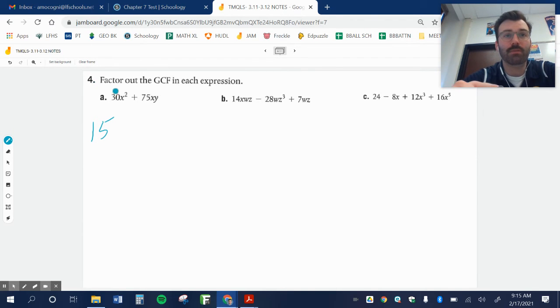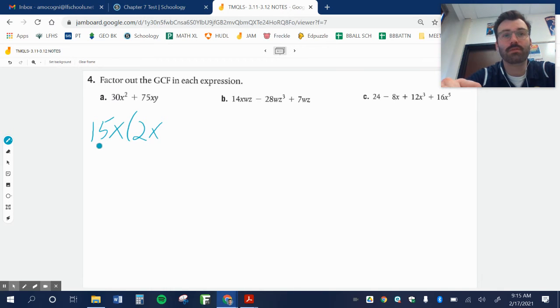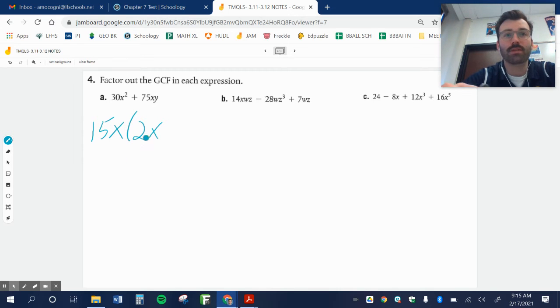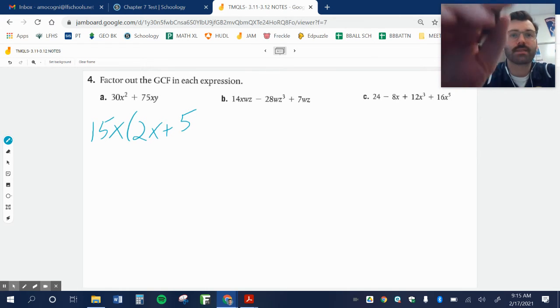I want to look at my variables. x squared, x times y, the GCF of x. So I have 2 x's, and 1 x is left over. I start with 2, take 1 away, there's 1 left. 75 is 5 times 15. The x's cancel out. I'm just left over with y.